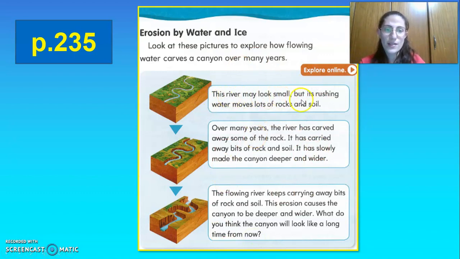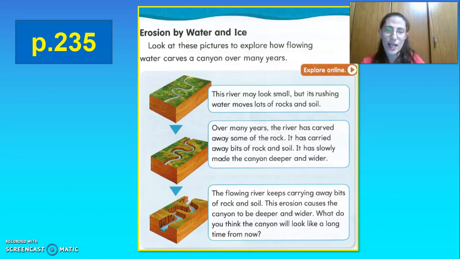This river may look small, but its rushing water moves lots of rocks and soil. Over many years, the river has carved away some of the rock. It has carried away bits of rock and soil. It has also slowly made the canyon deeper and wider. The flowing river keeps carrying away bits of rock and soil. This erosion causes the canyon to be deeper and wider. What do you think the canyon will look like a long time from now? So, let me start explaining.